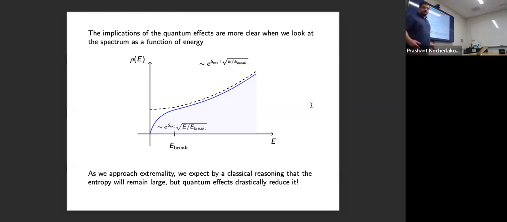So as we approach extremality, the classical reasoning tells us the entropy will be large, but we see that it goes to zero. So these quantum effects can become large close to extremality. From the perspective of a quantum system, it's not surprising that you have large quantum effects at low temperatures. That's kind of obvious, but the point is to see that from gravity, and to identify the mode in gravity responsible for this. That was the most unclear aspect of it.